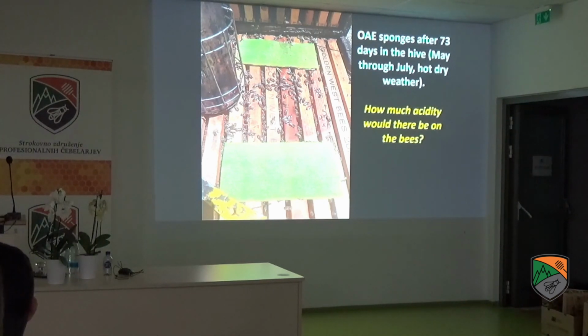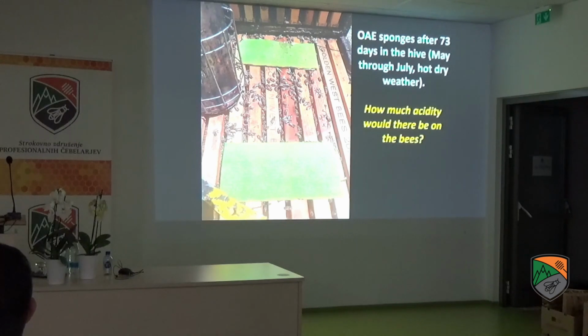So we were curious, well, let's answer that question. Does the acidity build up over time with the extended release? We had a couple of colonies in a yard that sponges had been in for 73 days. So let's go out there and test them.